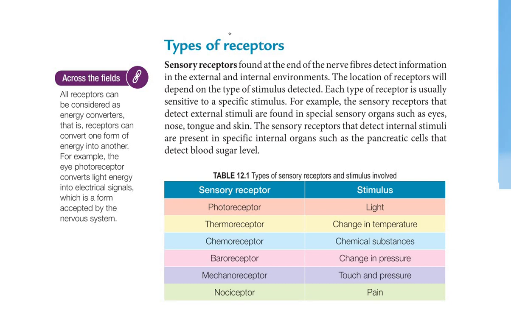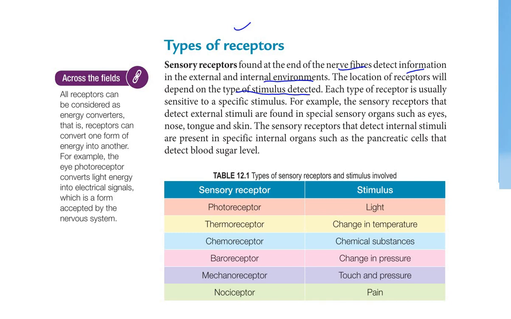Types of receptors. Sensory receptors found at the end of the nerve fibers detect information in the external and internal environments. So sensory receptors function to detect information, or detect the stimulus, in the external and internal environments. The location of receptors will depend on the types of stimulus detected.